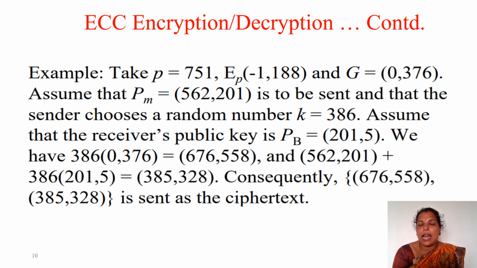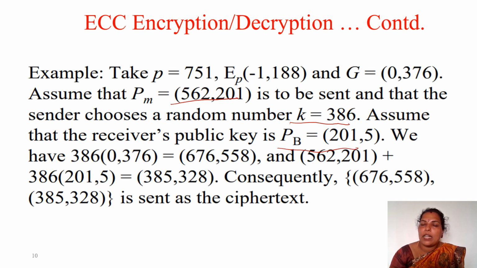Here we have a p value of 751 and the point is -1, 188, and we have the G value as 0, 376. Then we assume the plain text as 562, 201. 562, 201 is to be sent, and the sender chooses a random number k equal to 386. Then we directly substitute all these values in the formula, assuming that the receiver's public key PB is 201, 5.